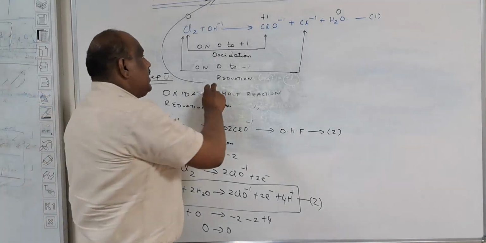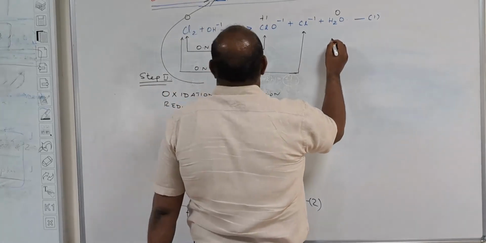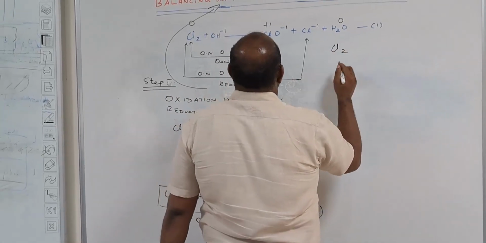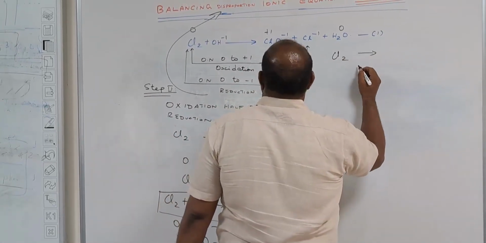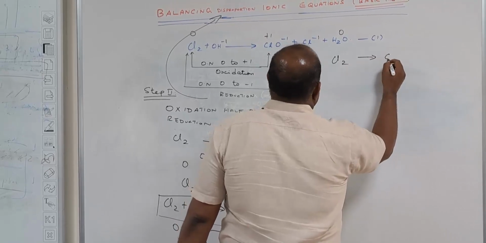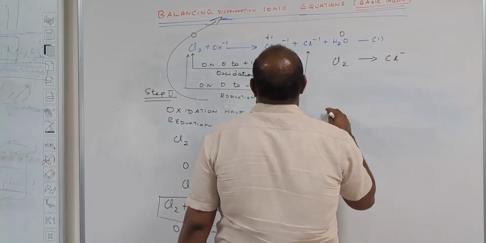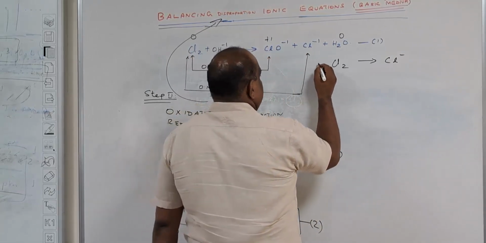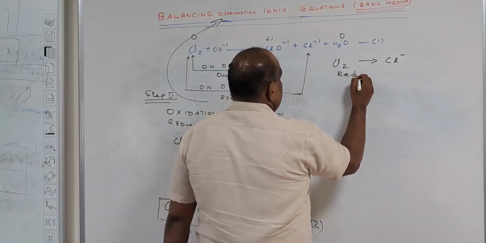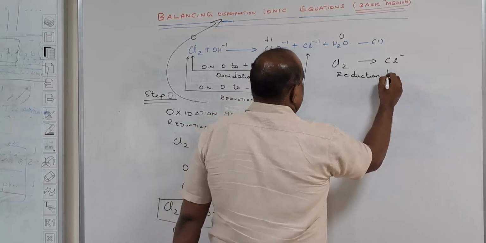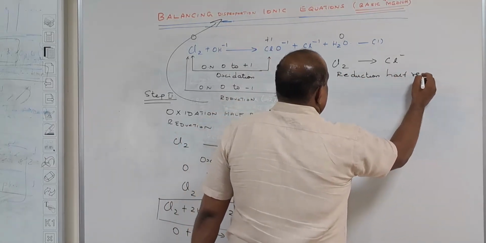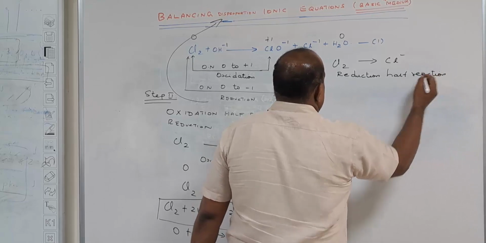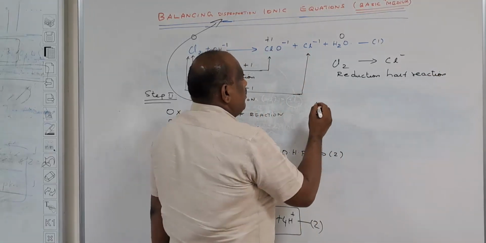Now let us come to the reduction reaction. What is the reduction reaction? Cl2 becomes what? Cl-. Okay, this is the reduction reaction. Now what is reduction? Reduction is the addition of electrons.